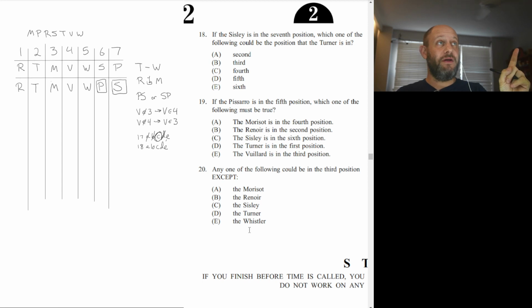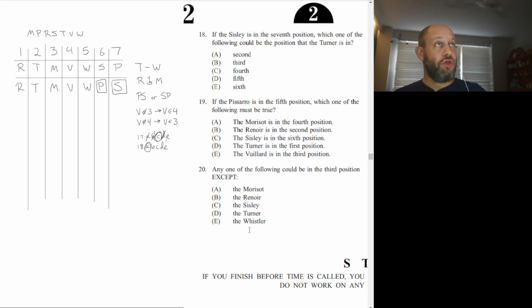We're going to confirm by checking this against my rules again. Is T before W? Yes. Is R split by M by 1 in that order? Yes. Are S and P next to each other? Yes. Is V 3rd or 4th? Yes. The answer to 18 is A.